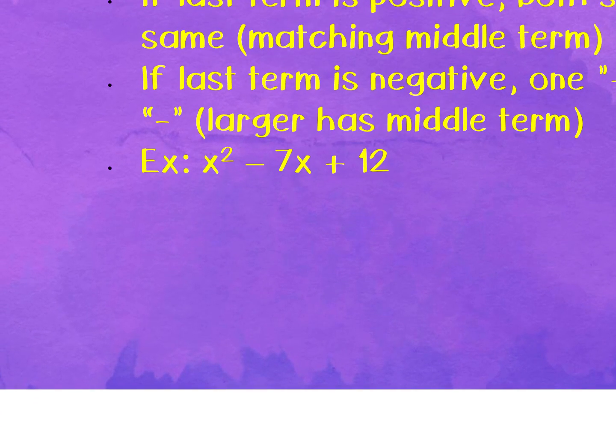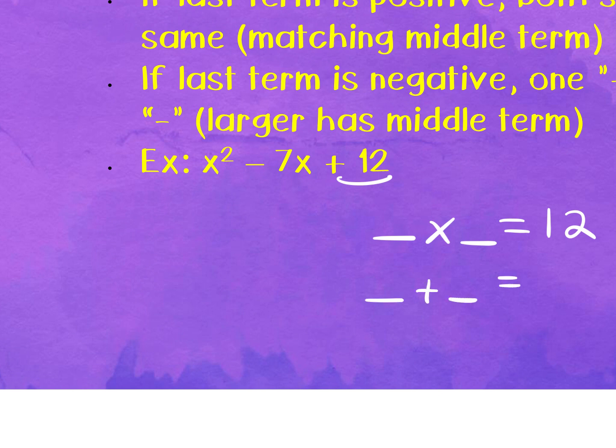Notice the number in front of x squared. There isn't one, so it's assumed to be a 1. So what I need to do is look for the two factors that will sum to give me -7, but when I multiply them, give me the last term. So I'm looking for the factors of 12, two numbers that multiply to give me 12, but add to give me -7.